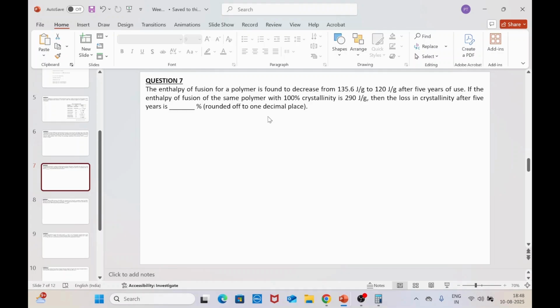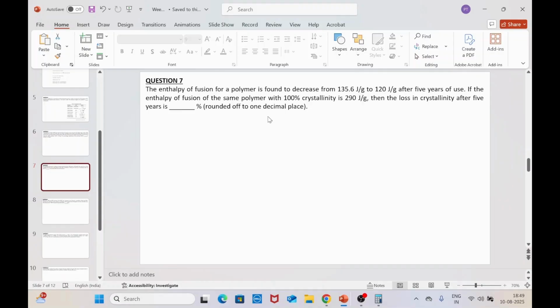The enthalpy of fusion is a characteristic of the crystallinity. The higher the crystallinity, the higher the enthalpy of fusion. So since the enthalpy of fusion here is decreasing, it means the crystallinity is reduced. Thankfully the question says loss in the crystallinity, but it should be well understood that when the enthalpy of fusion is decreasing, the crystallinity is reduced in the system after the period of use.